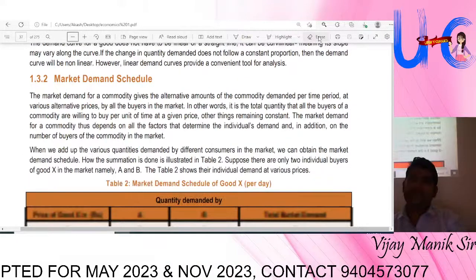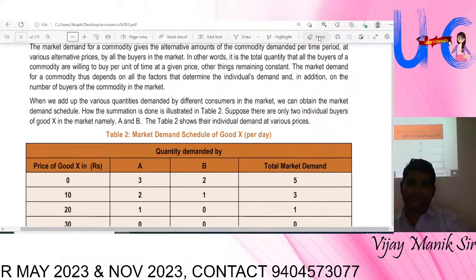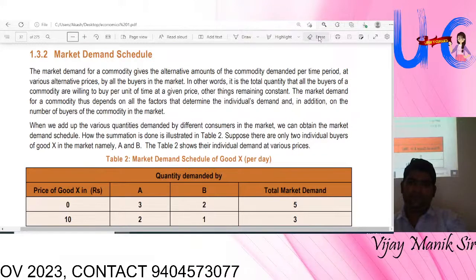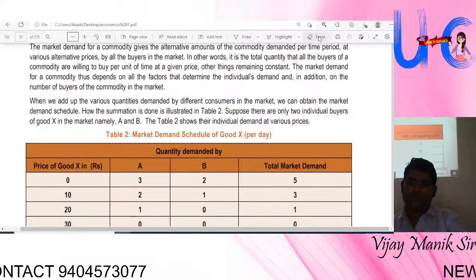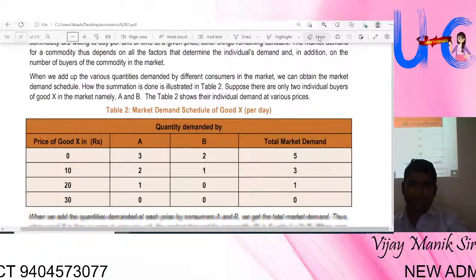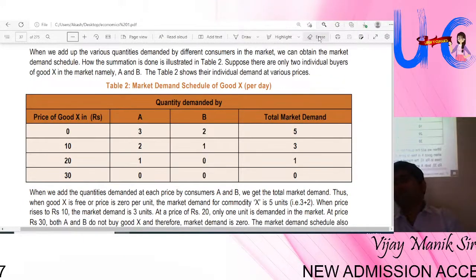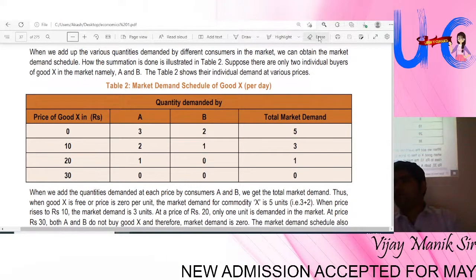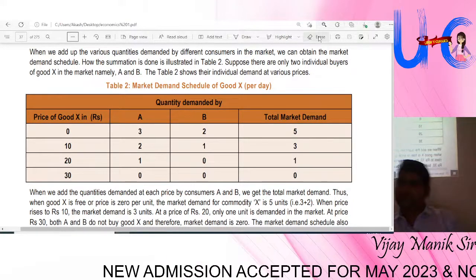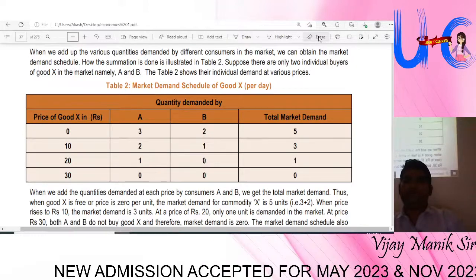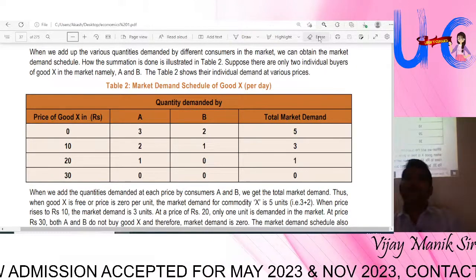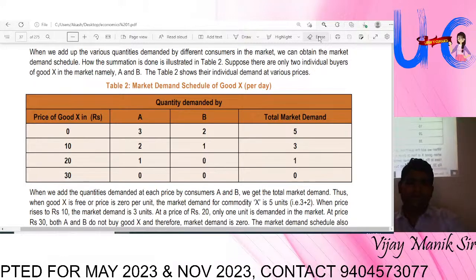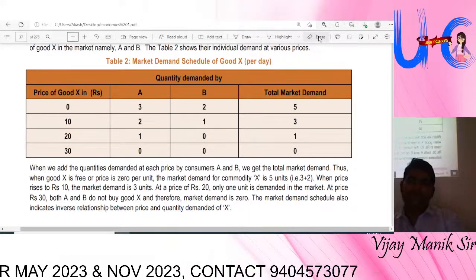Market demand schedule. What is the market demand schedule? The law of demand is applied in the market. How is the law of demand there in the market? It is given in that particular table or schedule. The same thing is there.